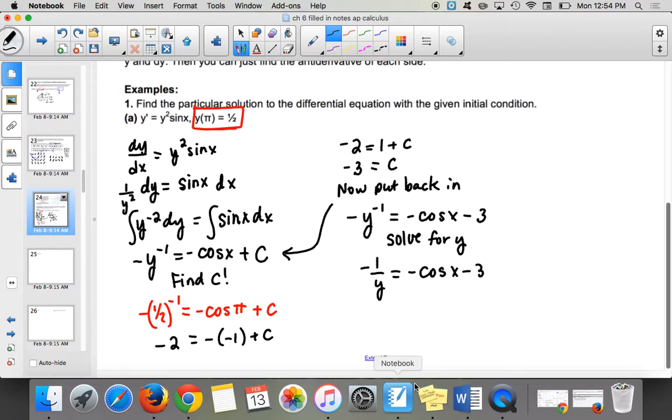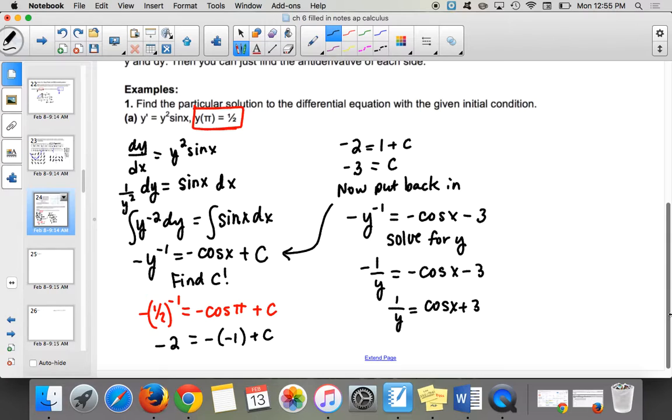There are a lot of negatives going on. So let's get rid of the negatives. Multiply through by -1. So we get 1 over y is equal to cosine of x plus 3. Last step, I need y by itself. Anybody know the trick to get y by itself? You can like cross multiply, or you can flip both sides.